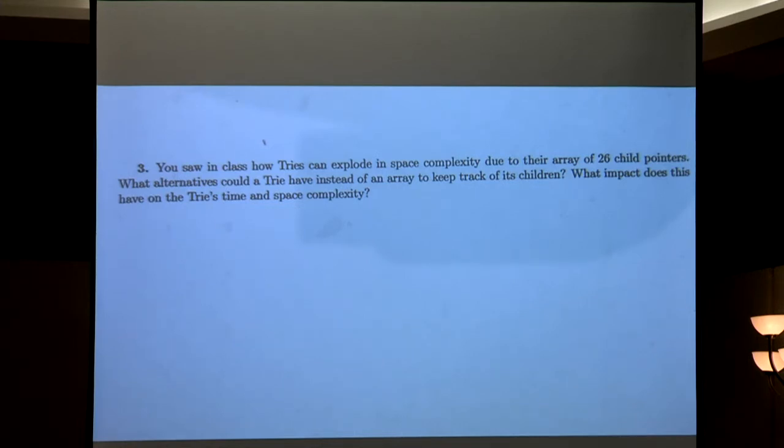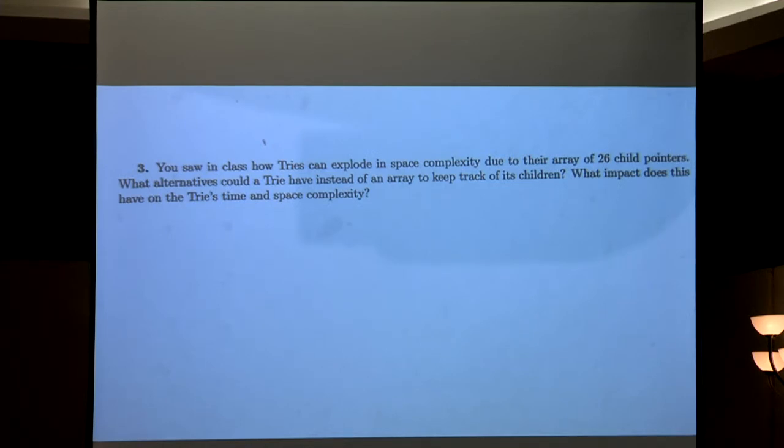I don't want to say the right answer because the right answer is debatable, but that's the common answer, as in that's what people actually use in the real world. They don't use arrays of child pointers, they use linked lists. That's actually what Microsoft's spell checker uses, a try where each node has a linked list of child pointers instead of an array.